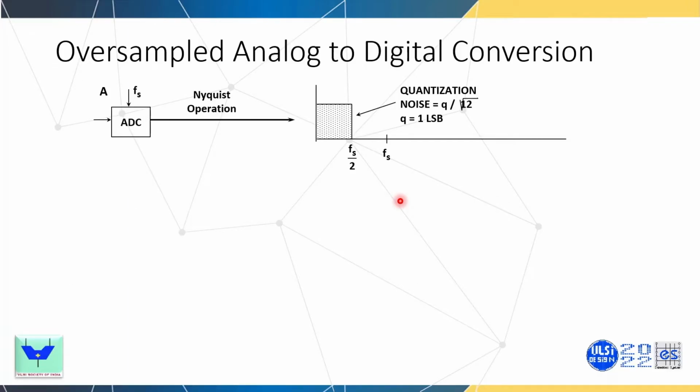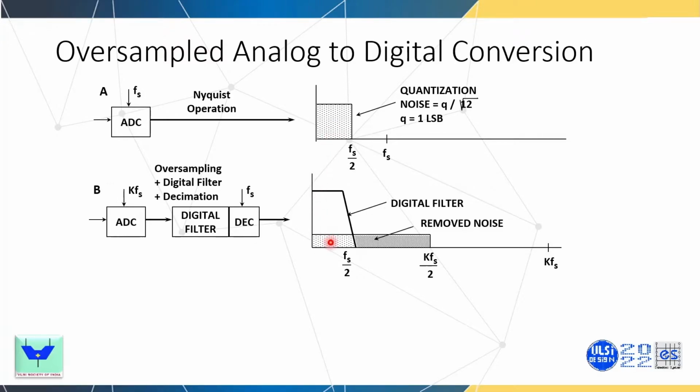So when we talk about oversampled analog to digital conversion, we first take a look at a Nyquist-rate converter, where the ADC is operating at Fs and the quantization noise is spread between 0 and Fs by 2. To increase the precision, of course, this comes down further: the higher the precision, the lower the quantization noise. Another way of getting it down is to increase the sample rate of the ADC, and as you can see here, we've increased the sample rate k times.